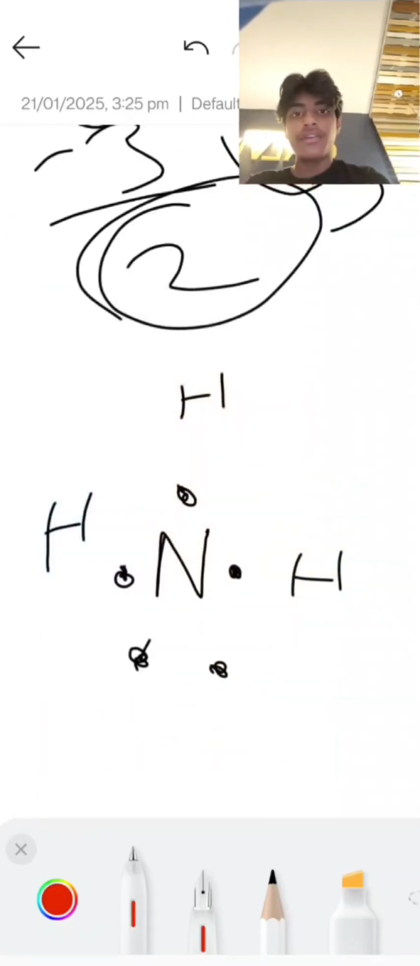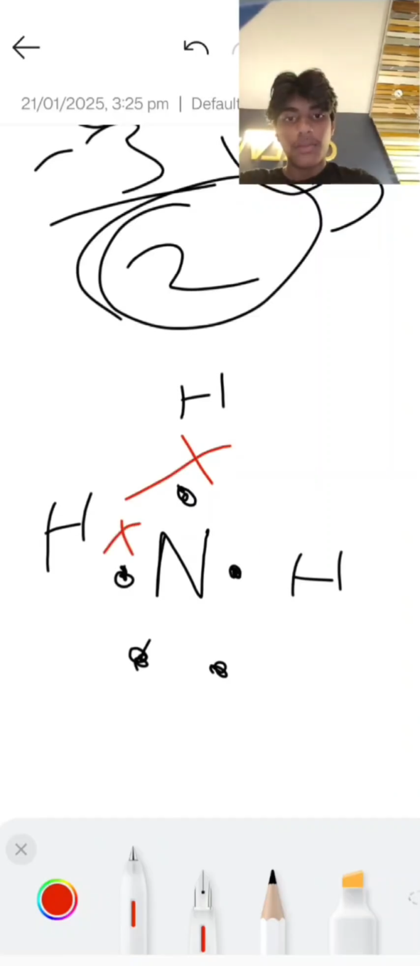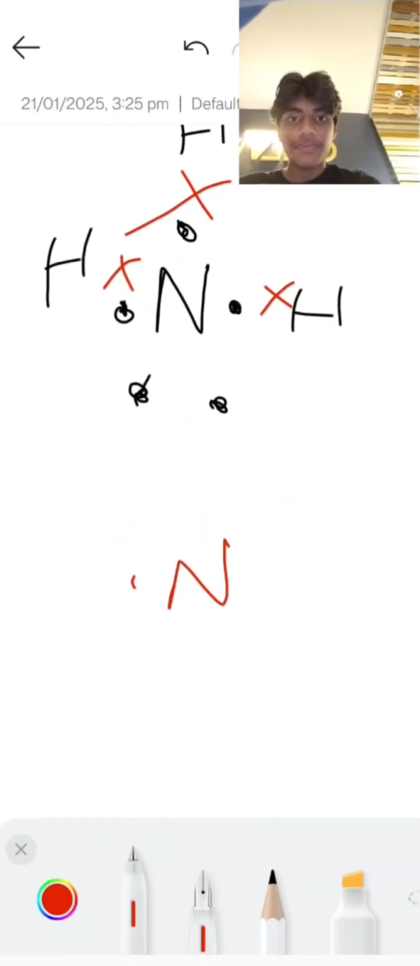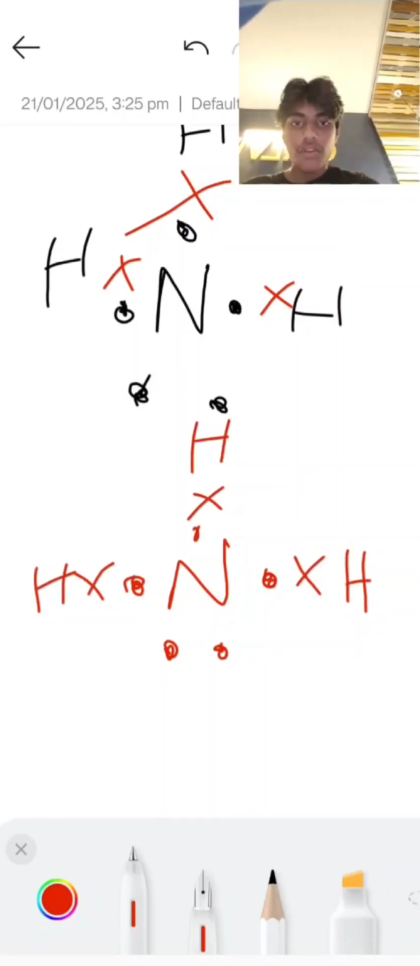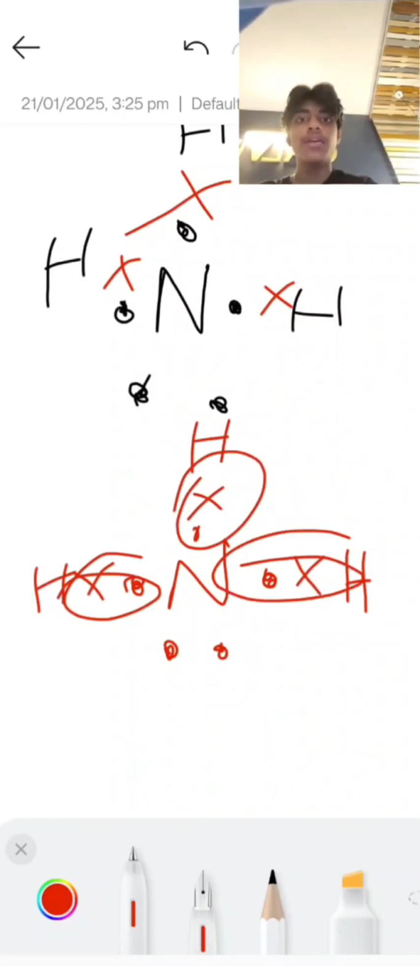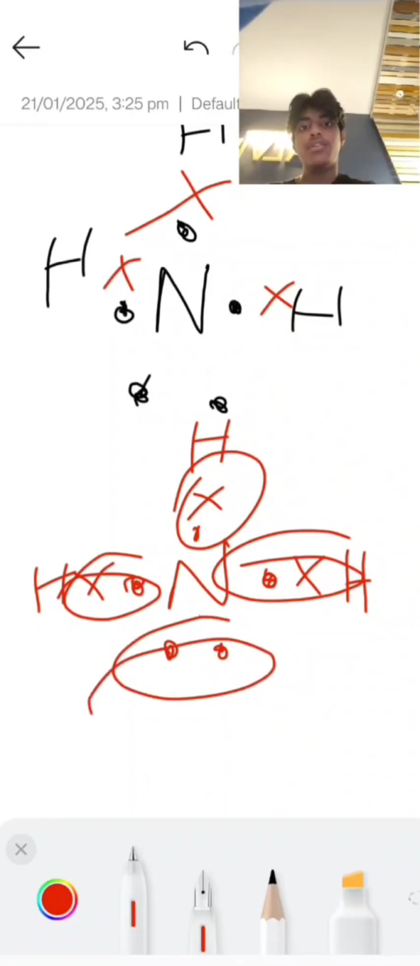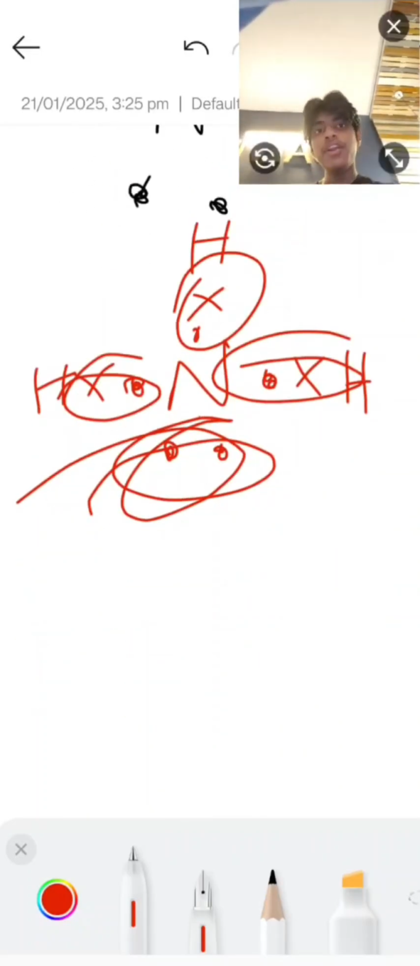I'll take another color for this. So, how many electrons does each have? This has 1 electron, this has 1 electron, and this has 1 electron. So, let me redraw it. So, this is roughly what your ammonia bond looks like. It's pretty easy to remember, right? This is the ammonia bond. So, how many lone pairs are there? There are 2 electrons that are left, so that's a lone pair.